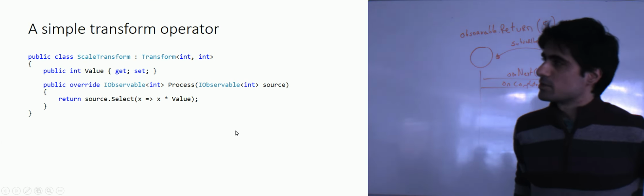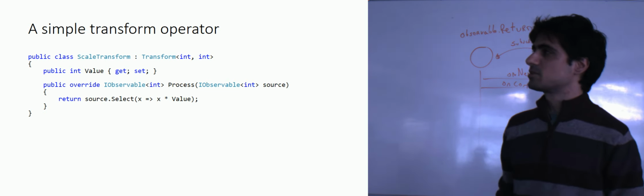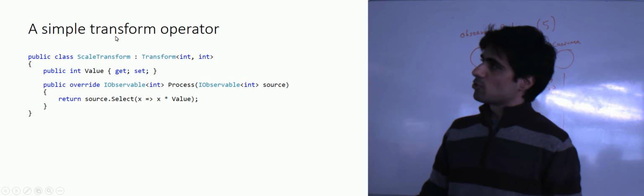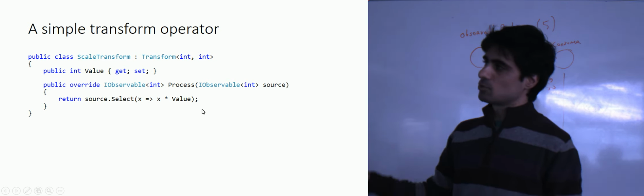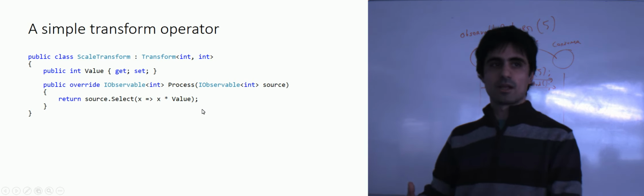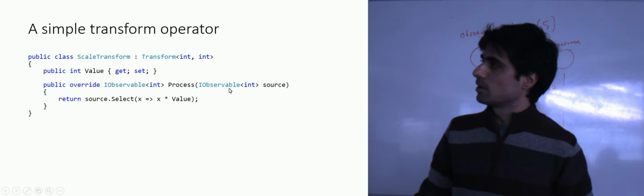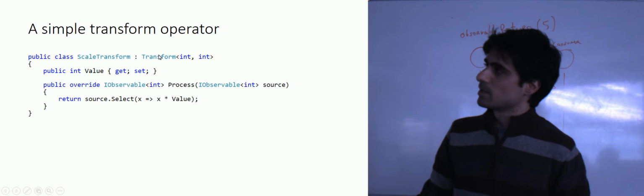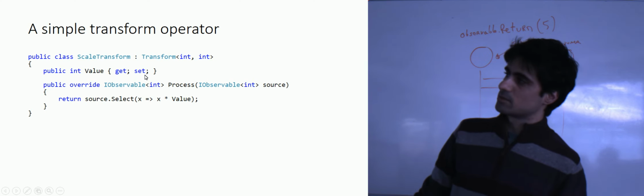Transforms. It's very, very easy. Now, the sources are actually one of the hardest things, but now that we have these, this should be easy. A transform is not creating a source, but it's the same as we were doing before. We want to process the data of some source and create other sources. So here, for example, I have a transform from int to int, and what it means is that I'm defining a function that takes an observable of int, a sequence of ints, and produces another sequence of ints.